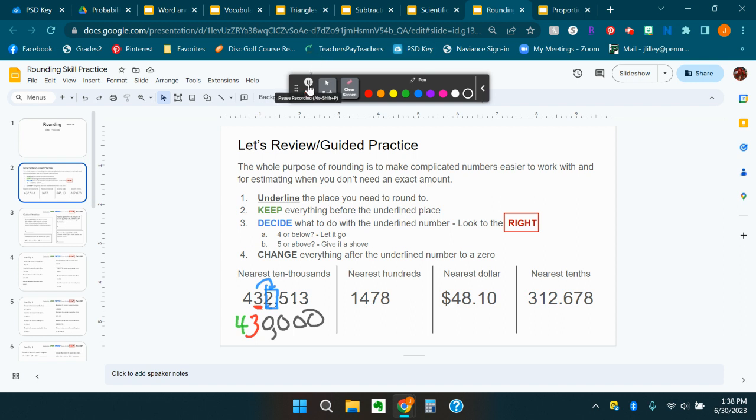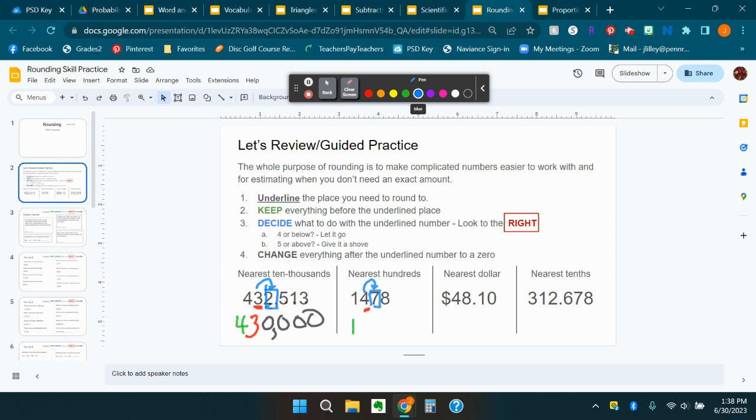So let's look at the next example. The next example says to round to the nearest hundreds place. So we're going to start by underlining the hundreds place. And then we're going to rewrite anything that comes before that. So I'm going to rewrite the 1 in my answer. Then I have to decide what I should do with this 4. So I'm going to look next door at the boss.